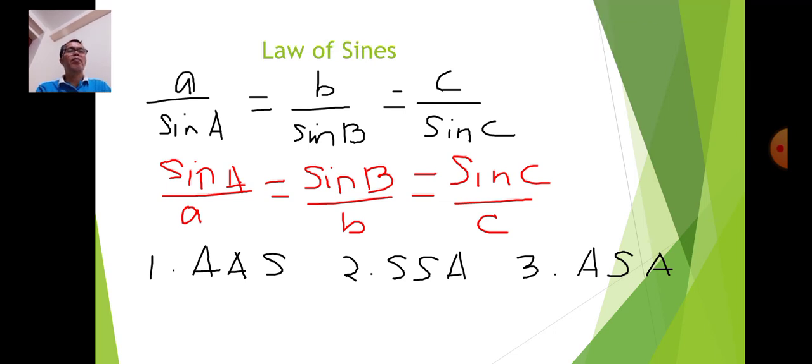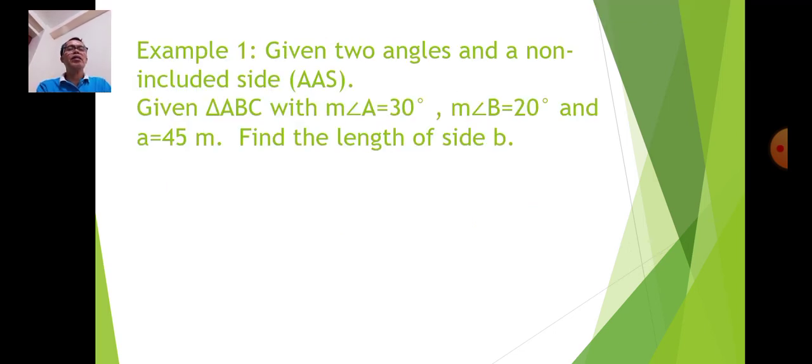So, given two angles and a non-included side, that is AAS. Given triangle ABC with angle A having a measure of 30 degrees, angle B having a measure of 20 degrees, and side A having a length of 45 meters. We are told to find the length of side B.